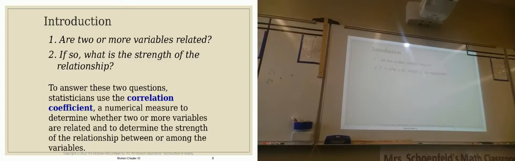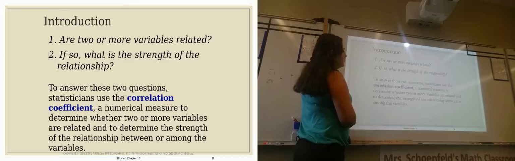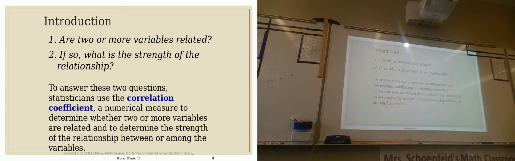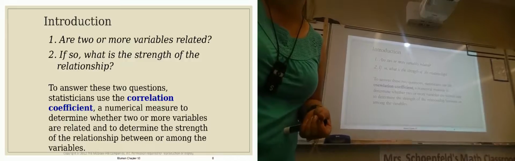That's nice. Okay. Are two or more variables related? If so, what is the strength of that relationship? Okay, so what that's going to look like is our correlation coefficient, which is a numerical measure to determine whether two or more variables are related and to determine the strength of the relationship between or among the variables. You don't have to write down all of that.